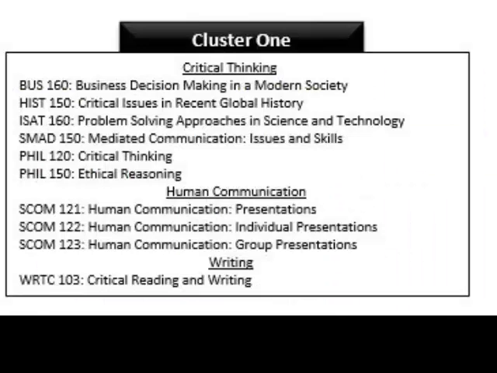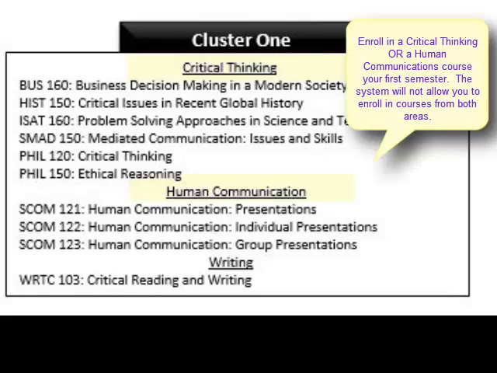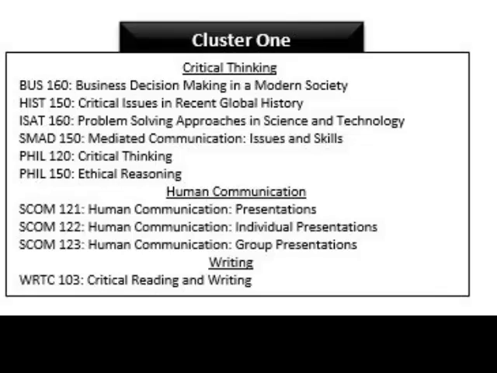Cluster 1 focuses on the skills you need to be a citizen of the 21st century. Cluster 1 is the only cluster that must be completed by the end of your first year at JMU. There are 3 course requirements in Cluster 1. For your first semester, you must enroll in either a critical thinking or a human communications course. If you are considering enrolling in a critical thinking course for your first semester, we encourage you to select one that is in a different discipline than your intended major. Your first year is a time to expose yourself to other areas of interest.